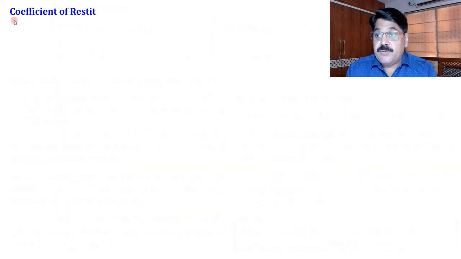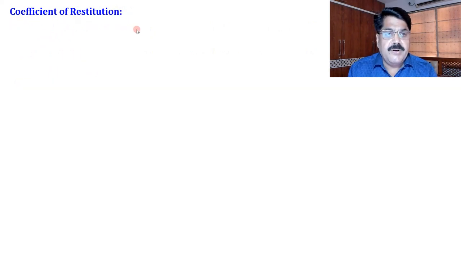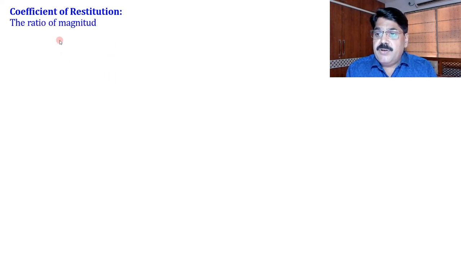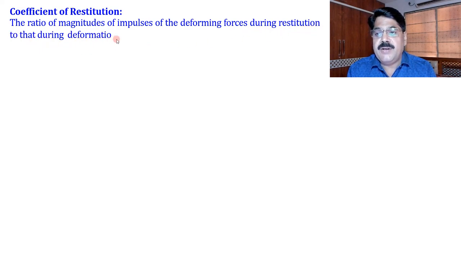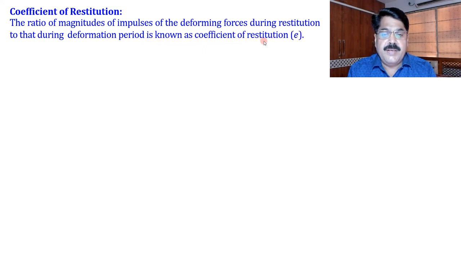Now we have to define another very important term that is known as coefficient of restitution. It is denoted by e, and we have seen that it is equal to the ratio of velocity of separation to velocity of approach with a negative sign, as we saw in earlier classes. But we try to understand this concept in a more elaborate way. The ratio of the magnitude of impulses of the deforming forces during the restitution period to that during the deformation period is known as coefficient of restitution, e. Actually, this is the definition of coefficient of restitution.